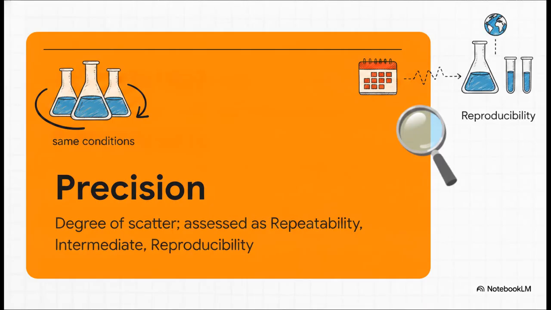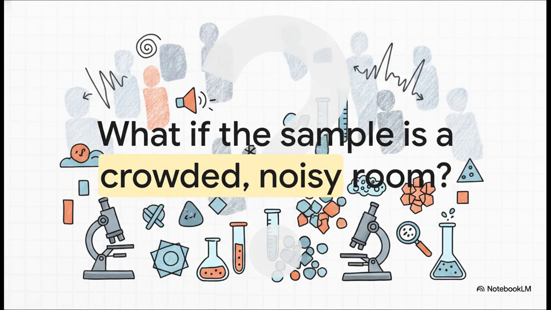And precision actually has layers. It breaks down a bit further into how we measure that degree of scatter. If we test it under the exact same conditions, like same day, same analyst, same machine, that's called repeatability. And then, if we test it under completely different conditions, maybe different days or entirely different labs, that is called reproducibility.